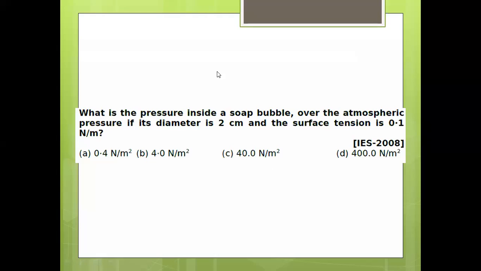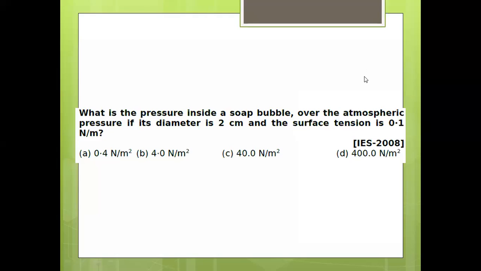Someone has option C. Who is this? Anjali, then Tejasri, then Rutuja. They have got the option C. Priyanka, Prajakta. Option C, 40 Newton per centimeter square. Sonali, Suraj. So all of you have got the option C.